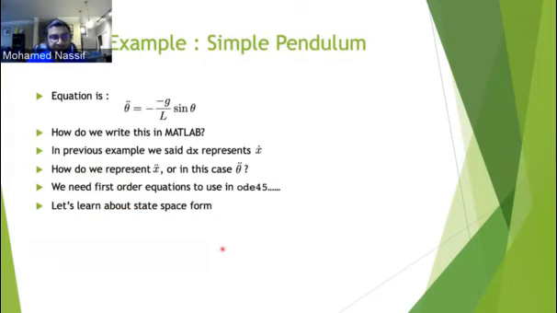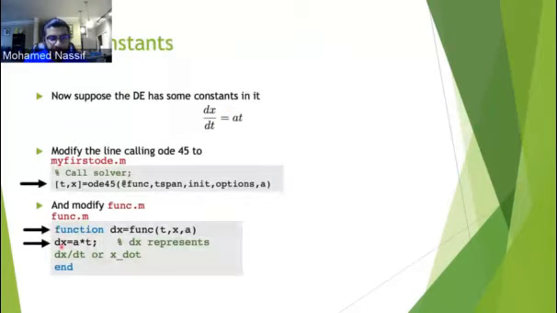Now let's look at a second example of a simple pendulum. The equation, as you can see, is a second order differential equation. But how do we write this in MATLAB? Because if you notice, here it's just a first order. How do you put the second derivative dx here? You can't just say d2x because MATLAB doesn't know that.